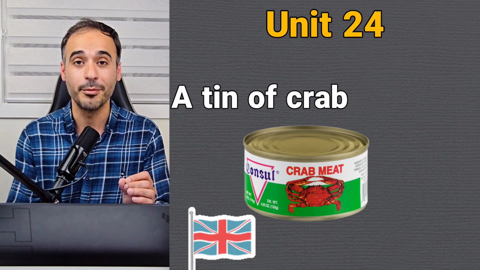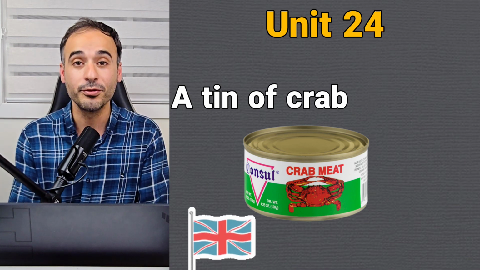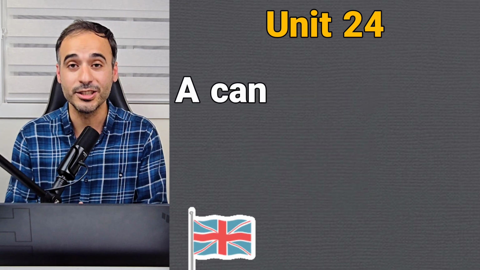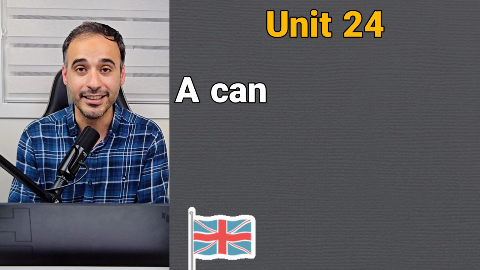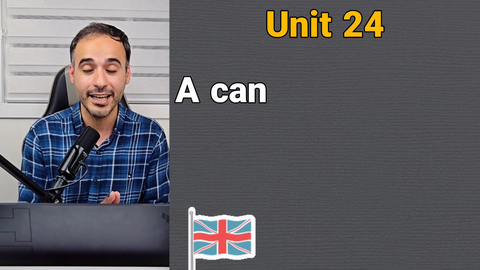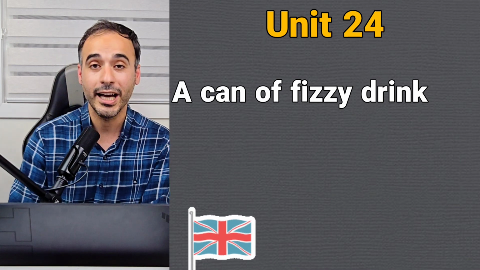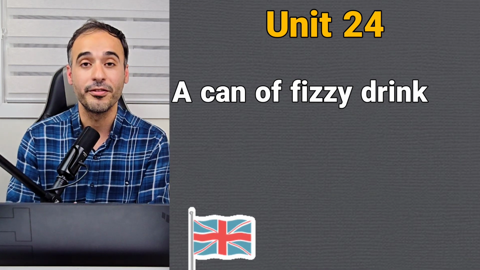Now this is a British word. We use it for food, so it's a container for food in British English. For drinks, we use a can. In British English, we use a can for drinks. For example, here we have a can of fizzy drink.